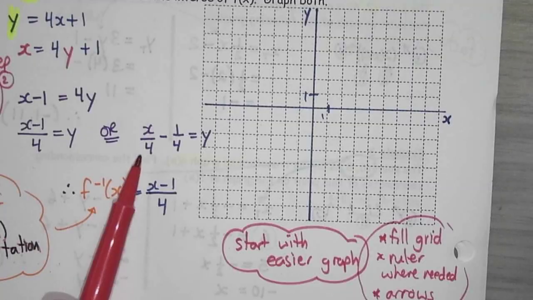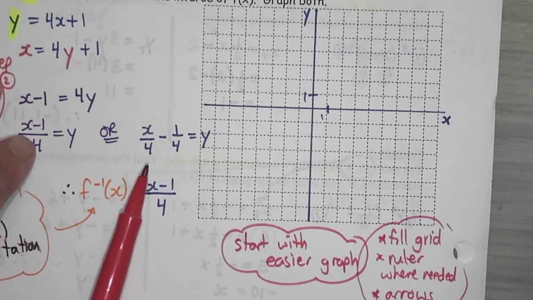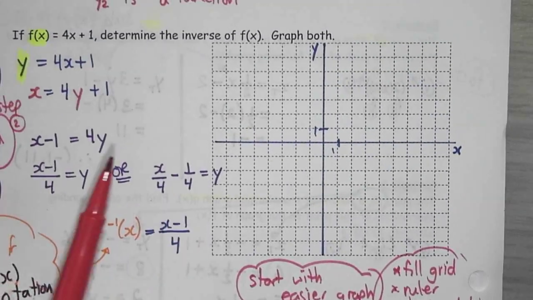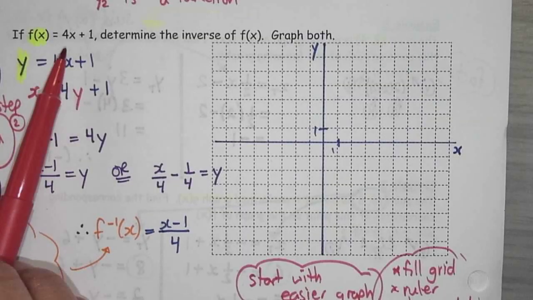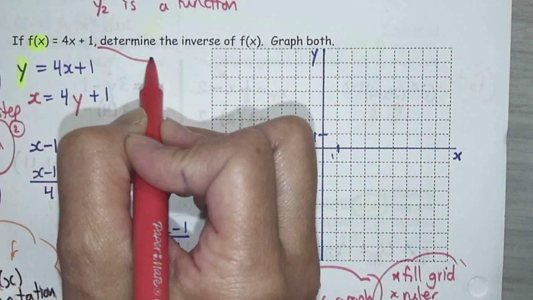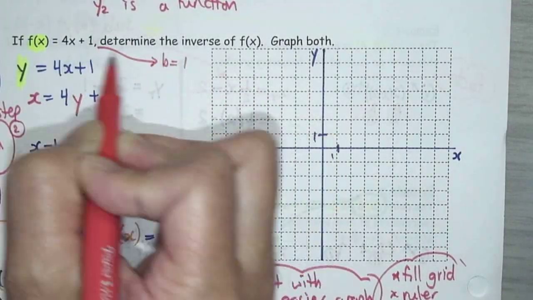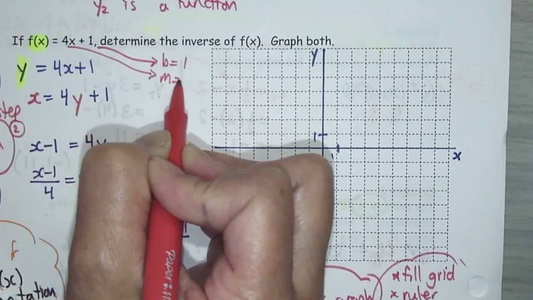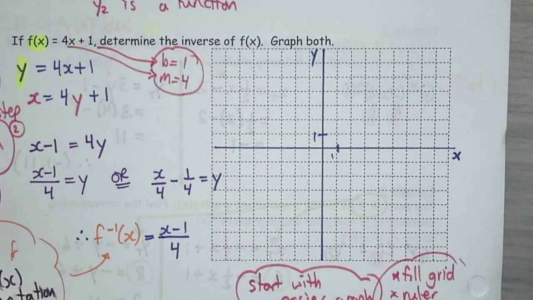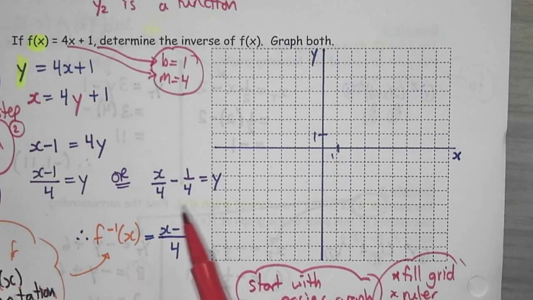x minus 1 over 4, x over 4 minus 1/4, or 4x plus 1? Yeah, 4x plus 1, because right here, I know that the b is 1 and m is 4. So the original one is a lot easier to graph just because no fraction for the y-intercept. Otherwise, it's okay. The fraction for the slope is okay, but the y-intercept is a pain in the neck because you got to go by quarter points, and it's really hard. You can't be accurate with that, right?